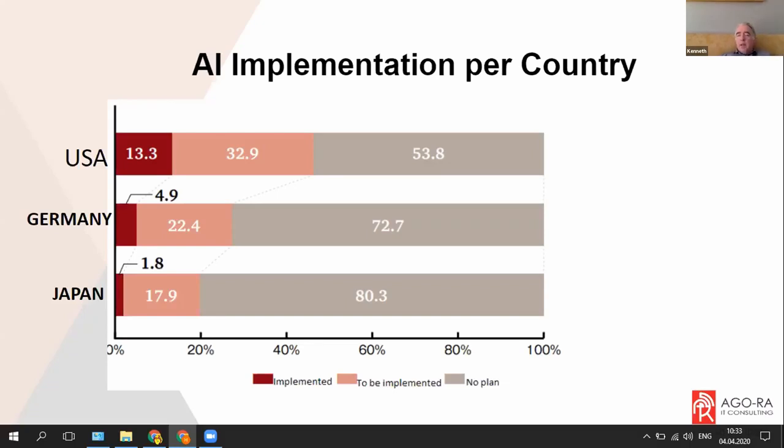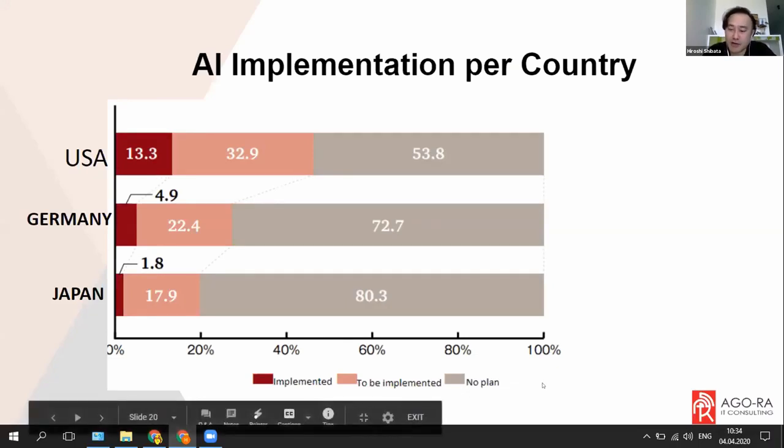Sorry, is this graph from surveys of businesses or something? For AI implementation? So this graph shows how much AI technology is used in business. For example, if you look at the USA, 13.3% of businesses try to use AI to improve business efficiency. So it's from a business perspective. I hope that answers your question.